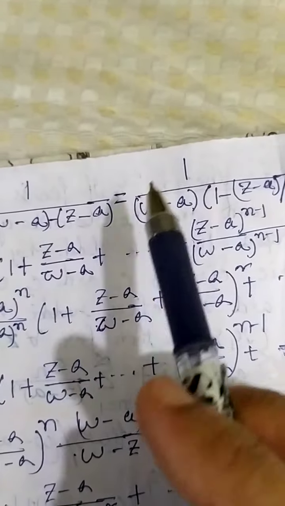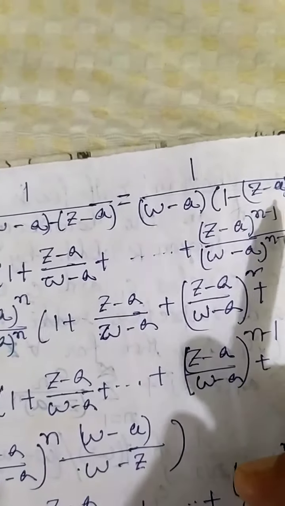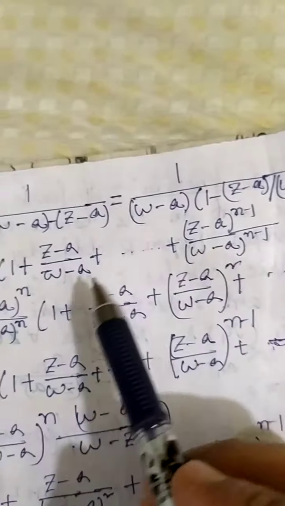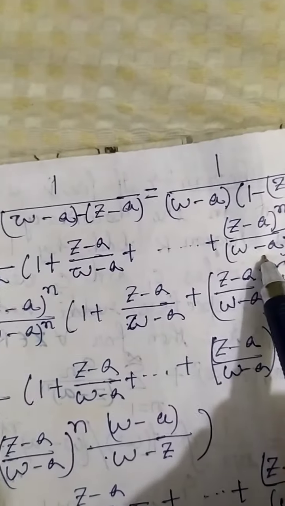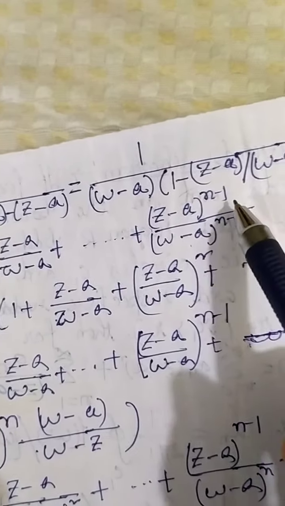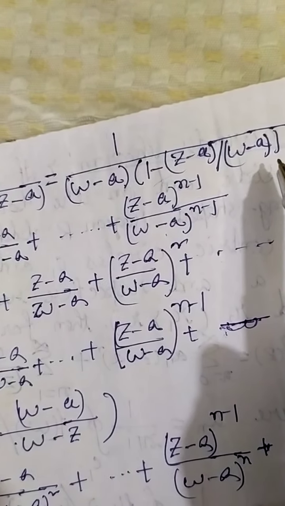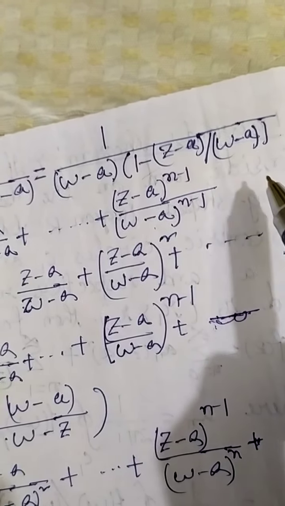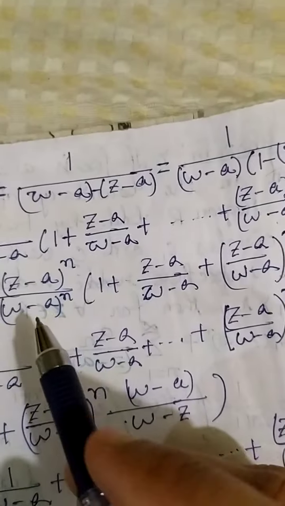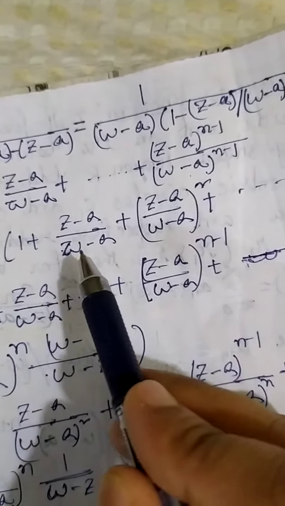So taking 1 by w minus a common, this part 1 by 1 minus this is nothing but 1 plus this square, something like that. And after the nth term, you consider the next term will be z minus a to the power n divided by w minus a to the power n, and the next term will be z minus a to the power n plus 1 divided by w minus a to the power n plus 1, and so on. So we have infinitely many terms. From the n plus 1th term onward, we take this part common. If I take this part common, the remaining part is something like that.